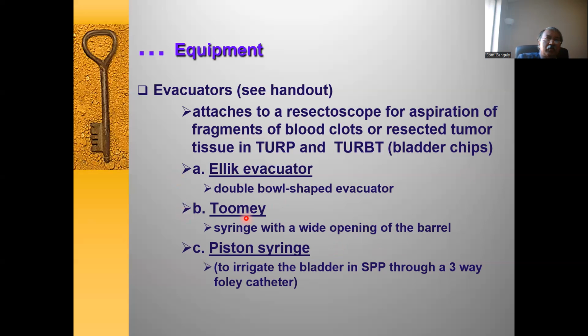Using Ellik or Toomey or piston will be directed by the surgeon ahead of the case. They will say open an Ellik or Toomey, whatever they want. Usually they start with Ellik. During the case, while they're resecting, they will use Ellik. When the case is done, then they will use either Toomey or piston syringe, one or the other.